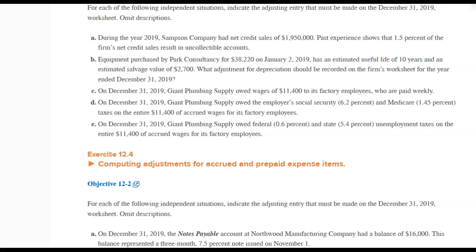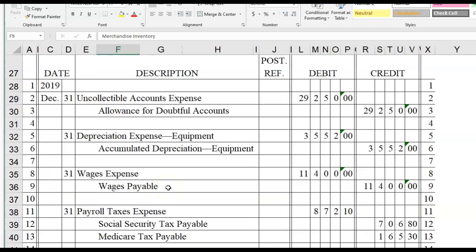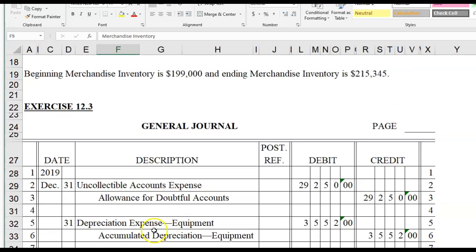Okay, so let's look at what that looks like in Excel. That means we've got depreciation expense down here. Equipment, that's what we're depreciating. It's going to be $3,552. All expenses are debits. That gets listed first. Then the contra account that goes with it is accumulated depreciation, 3,552.